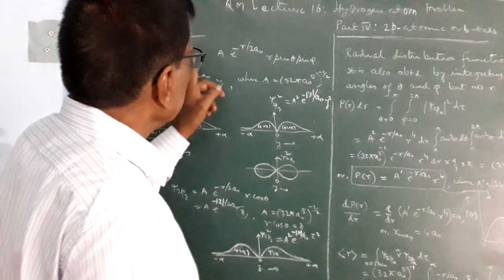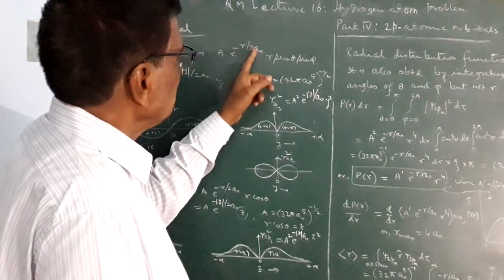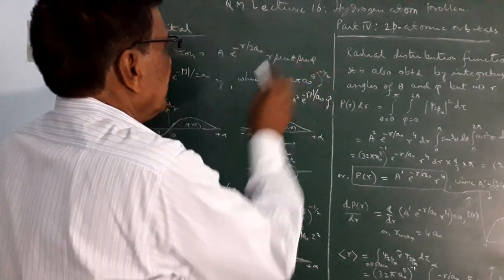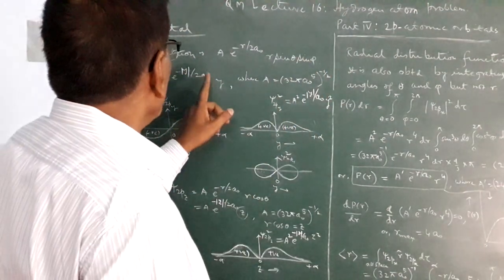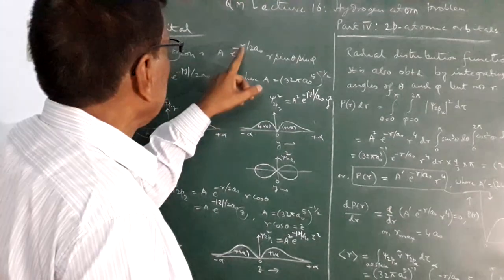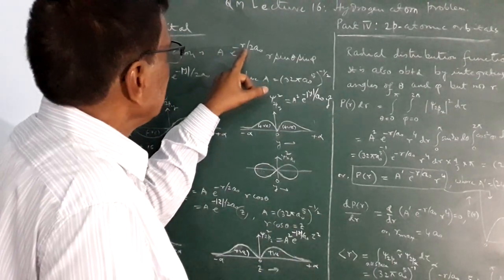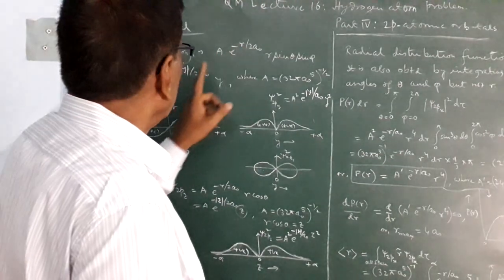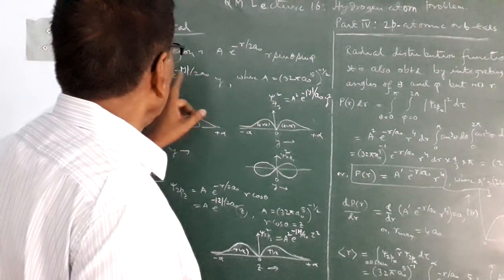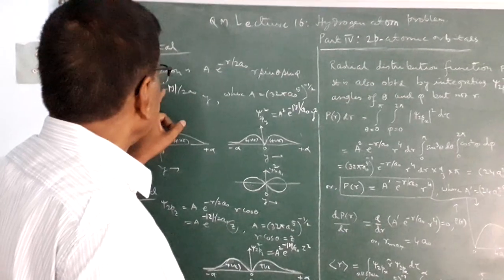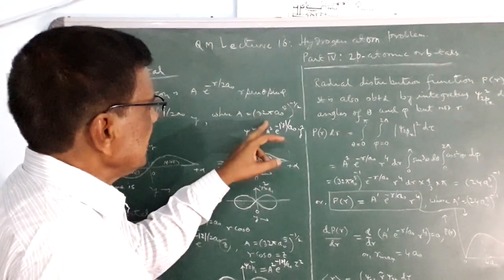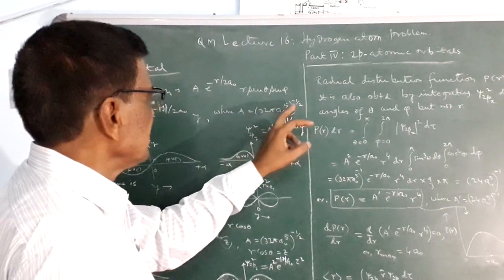So I can discuss it in a brief way. The wave function is A into e to the power minus r by 2a naught into r sin theta sin phi. r sin theta sin phi equals y. So, as I have done previously, instead of r I write modulus of y, and A e to the power minus modulus of y by 2a naught into y. And A is the normalization constant, and its value is like this.